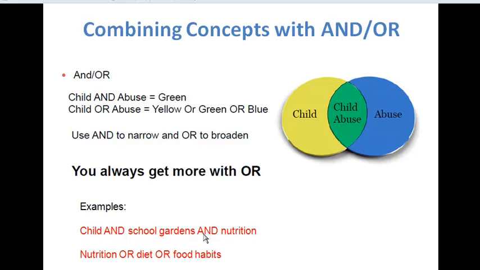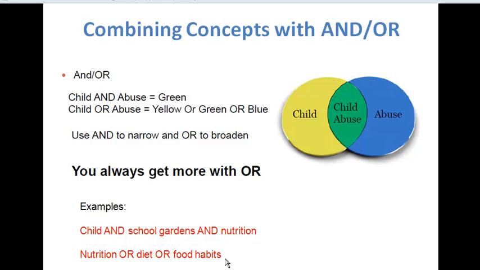If we step back and look at the example that we've been using, child, gardens, and nutrition, and we apply these terms to this concept, what we would do here, and these would be effective uses of these concepts for this example. If I'm interested in child and I AND that together with school gardens and I AND that together with nutrition, what I would get is the overlap between all of those terms. So any resulting articles should have something to do with nutrition as well as school gardens as well as child. And that's going to effectively narrow our search down to be more precise.